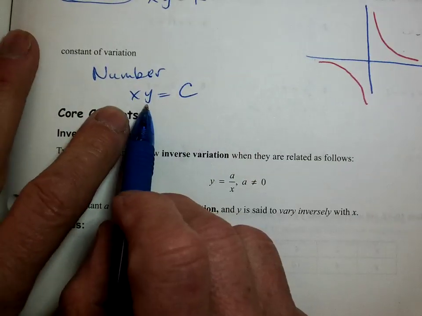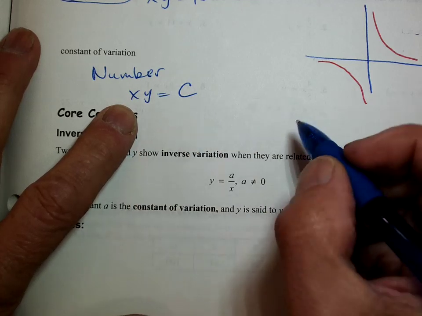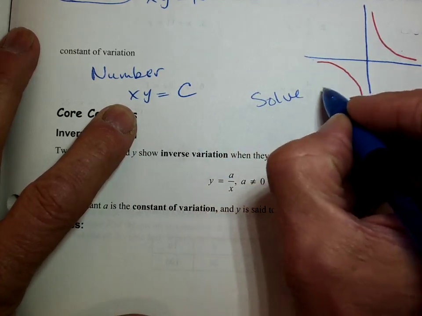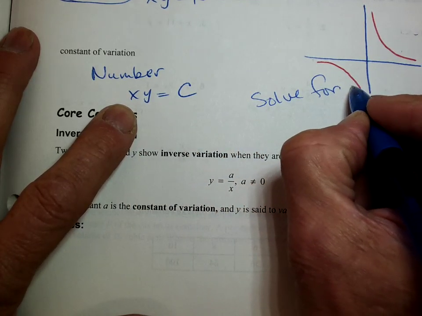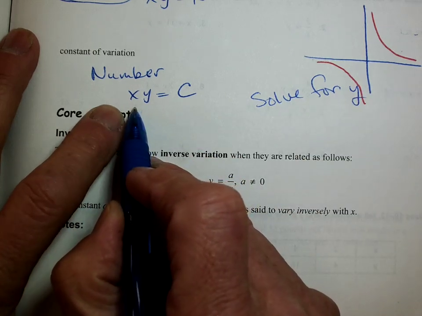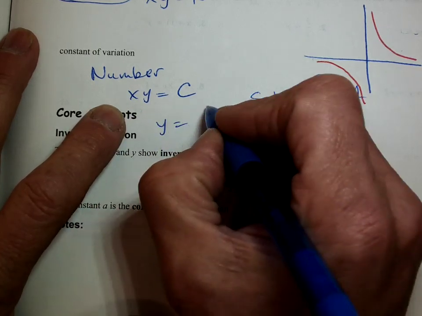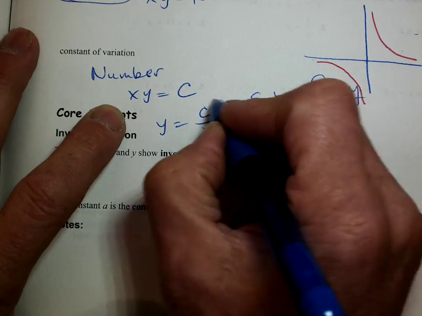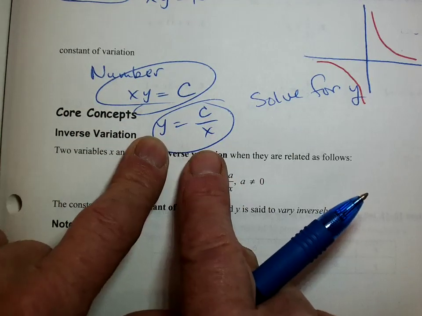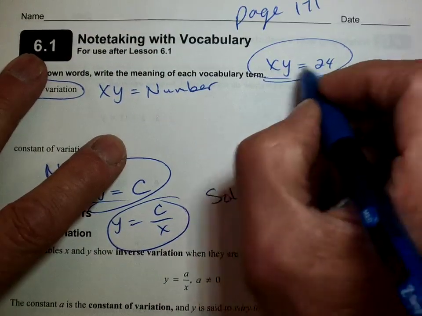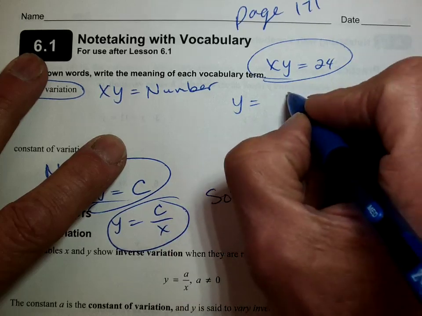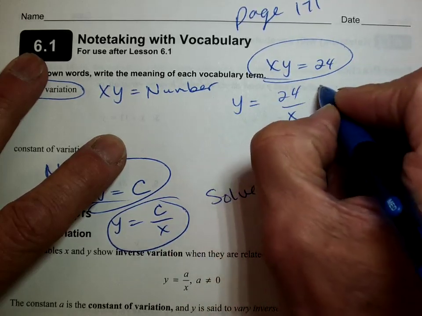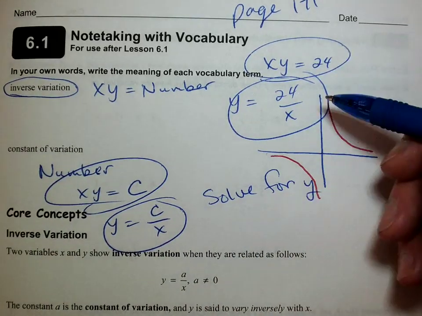So now, if I were to take xy equals c and solve for y, then I would divide by x, and have y equals c over x. Or, if I divided and I solved, I'd have y equals 24 divided by x. These are the same two equations, aren't they?